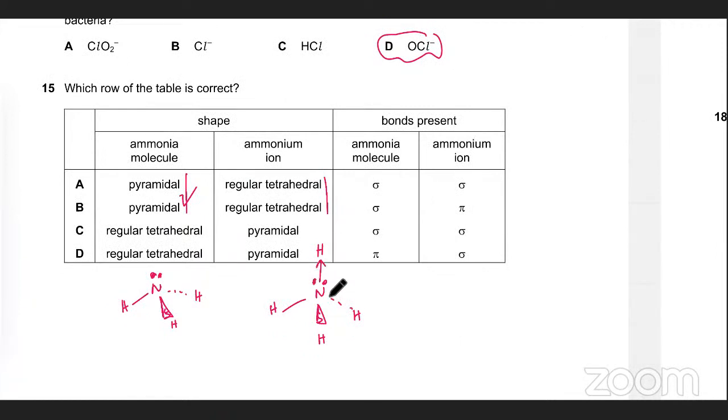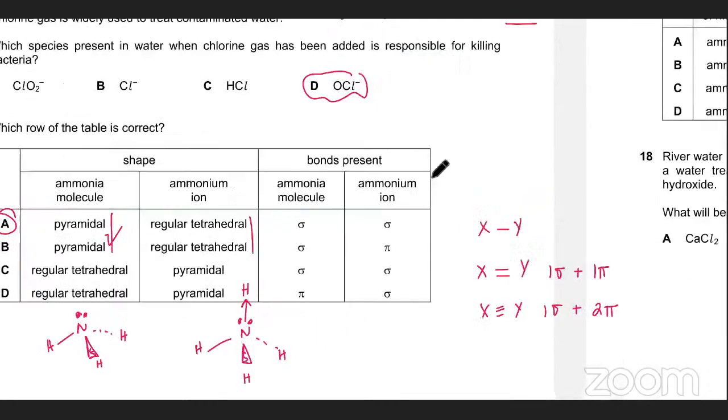And all the bonds are going to be sigma bonds. I don't think there is any pi bond because all are single bonds. Remember, whenever you have a single bond, that is by default a sigma bond. Pi bonds only appear if you've got a double bond. The first one would be sigma, the next one would be pi. If you have a triple bond, then the first one would be sigma, and the other two are going to be pi bonds. So this would be A. They all have sigma bonds.